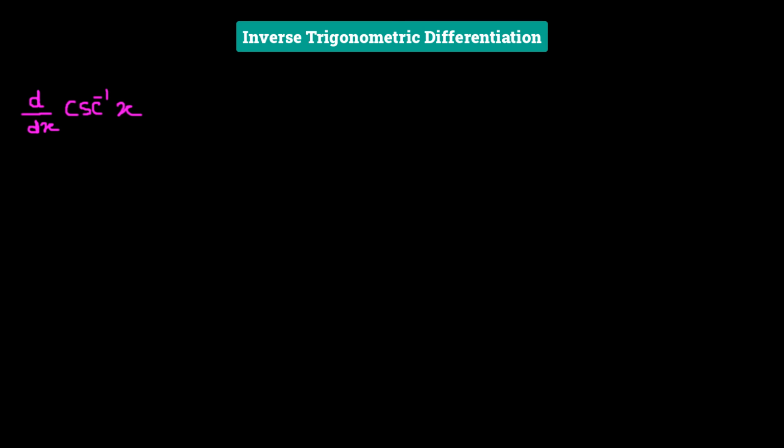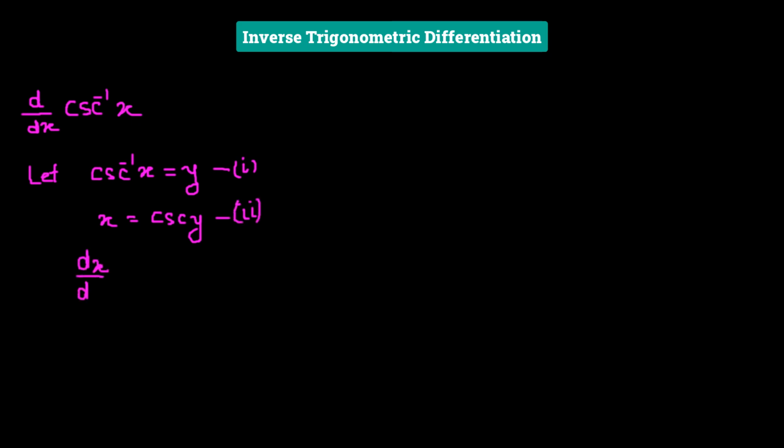And finally, we're going to find the derivative of the inverse cosecant function. So let cosecant inverse of x be equal to y. Let this be equation number 1. Then taking the cosecant function on both sides, we get x equals cosecant of y. Let this be equation number 2. Then we're going to find the derivative on both sides of equation number 2 with respect to x.